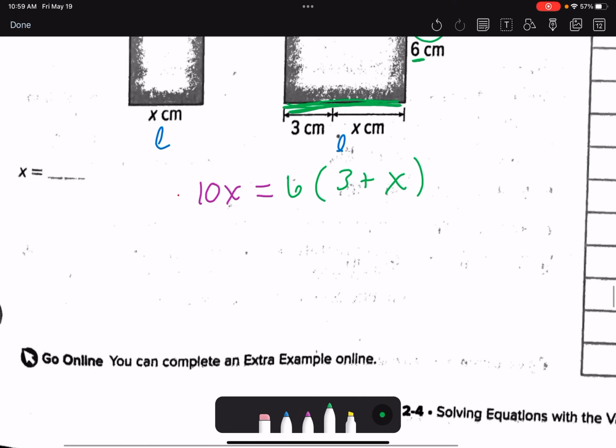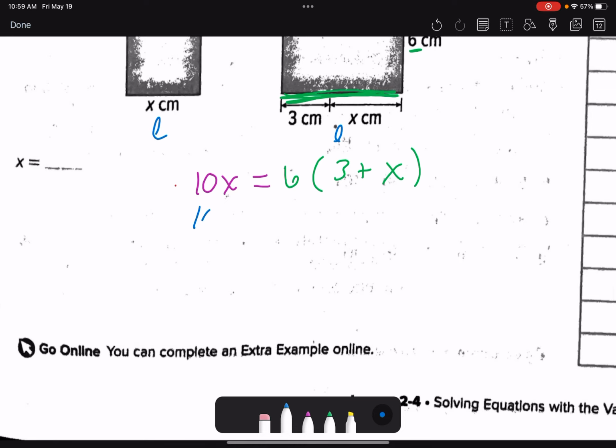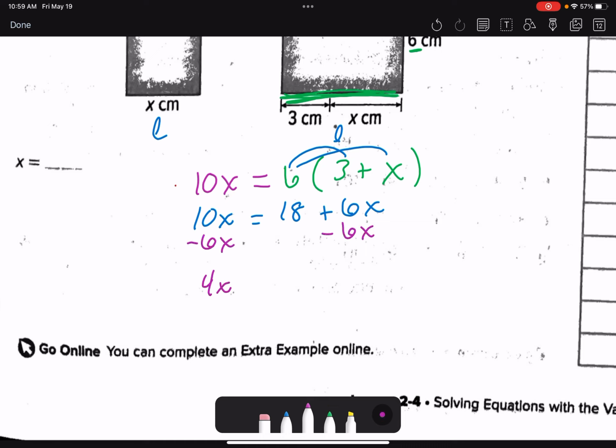Okay, so now let's go ahead and go through our steps. So on the left, I can't simplify anything. Go ahead and bring that on down. On the right side, though, I have stuff I can simplify. I have 6 times 3, which is 18, and 6 times x, which is 6x. Okay. And then I'm going to go ahead and start moving things around. So I have 6x, it's positive. So I'm going to move that to the 10x because it's smaller. So I'm going to have minus 6x, and I'm going to have 4x equals 18.